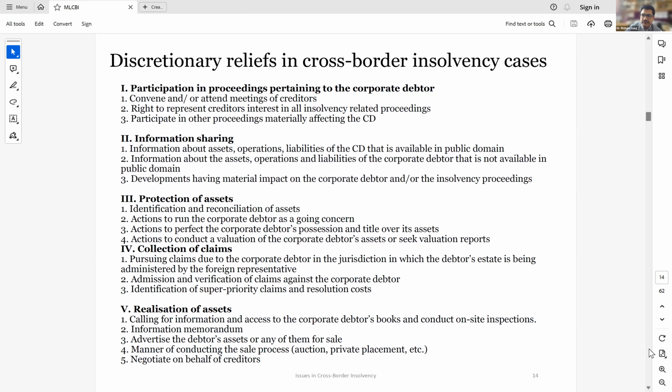So even for the IPs, you can advise your clients: if someone asks you, your client will ask, what are the discretionary reliefs which can be available in India? These are the discretionary reliefs which can be provided.